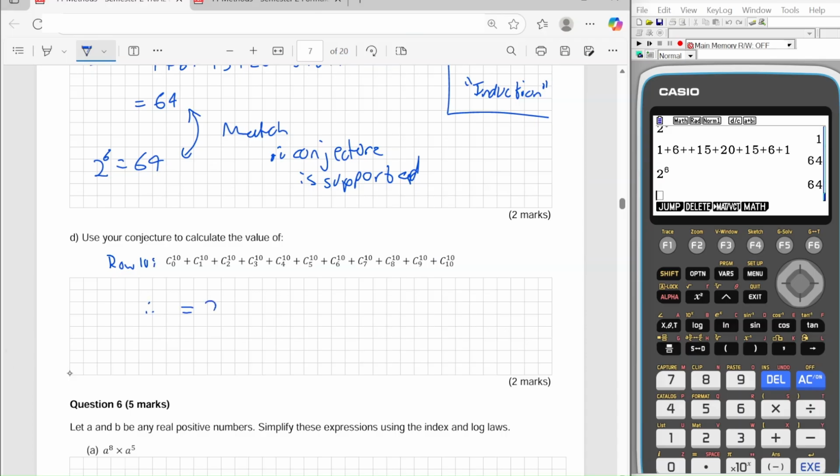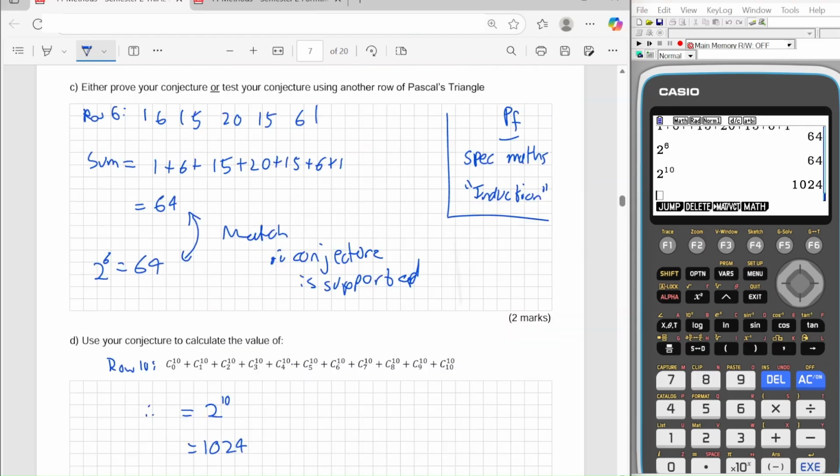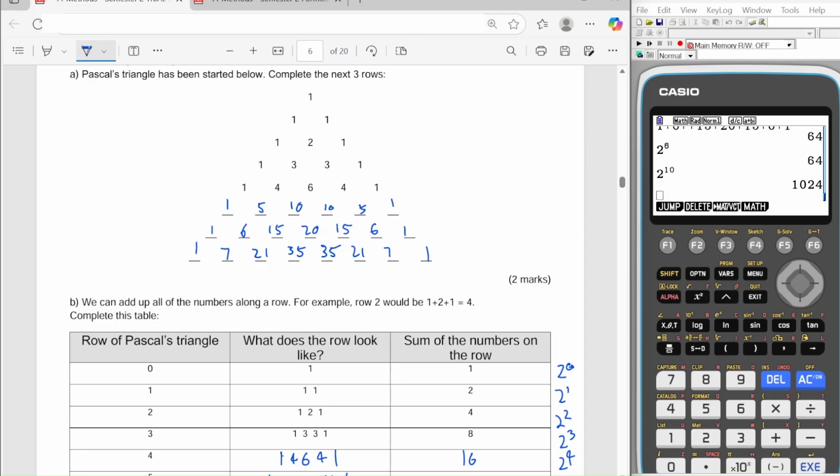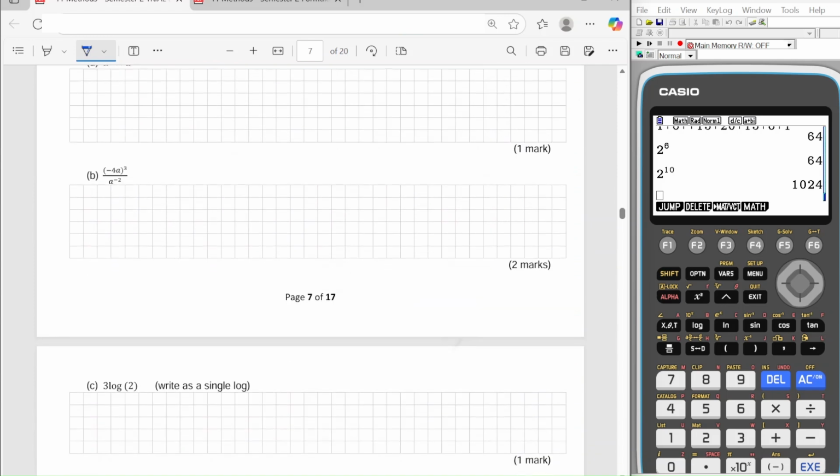Therefore, this equals 2 to the power of 10. So this is really checking that you understand that connection between these numbers and the rows. So for example, on row 7, that would be C70, C71 for that number, C72, all the way up to C77. So row 10 would be with C's and 10s.